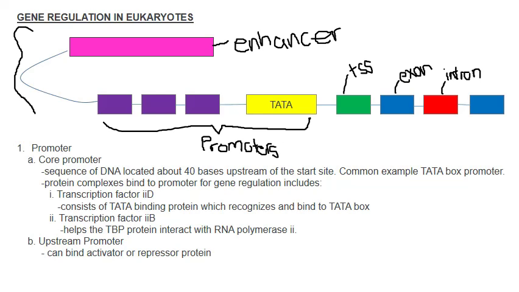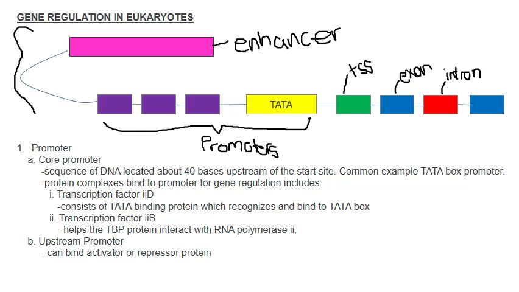And the next component is the transcription start site. Okay, what is the use of the transcription start site? This is the site where RNA polymerase II binds and starts the transcription process. RNA polymerase II is a complex of 12 proteins that can synthesize the mRNA.